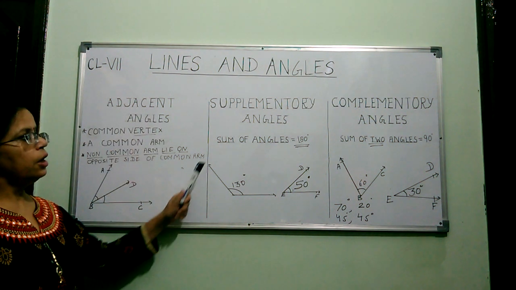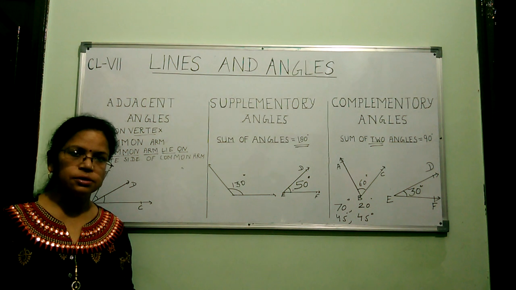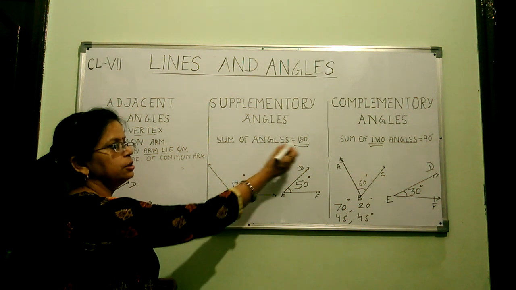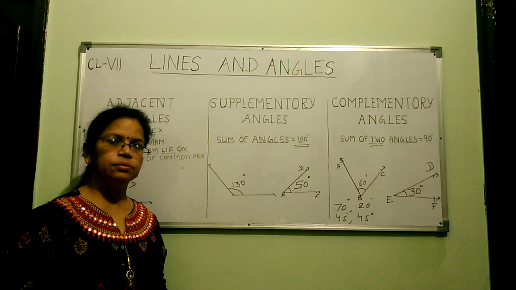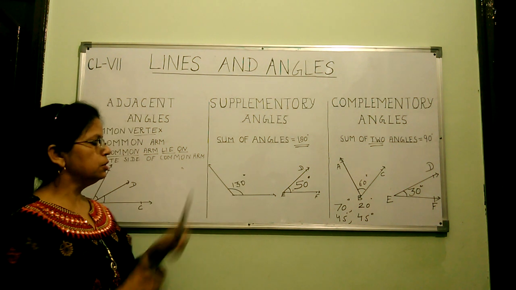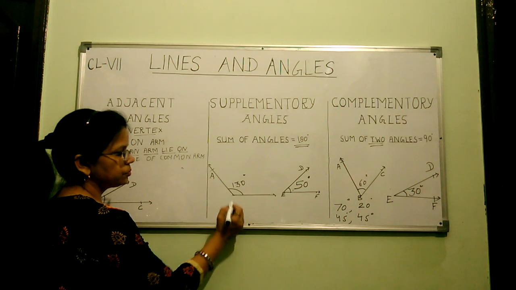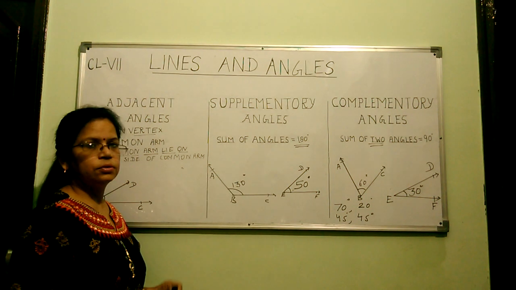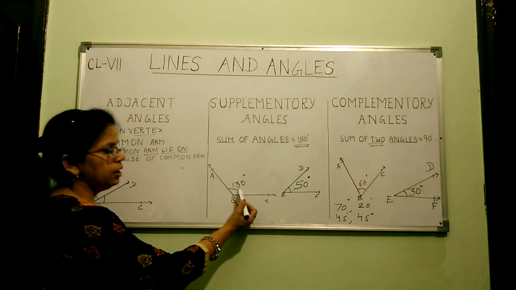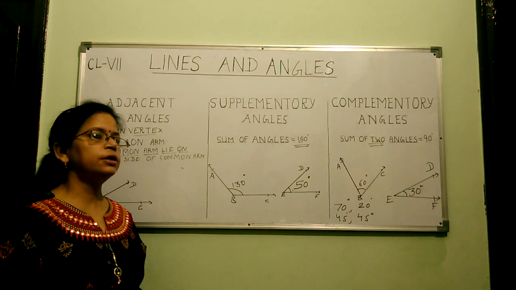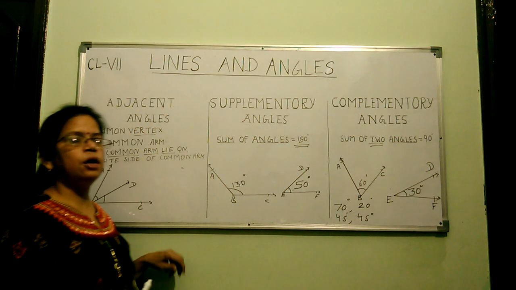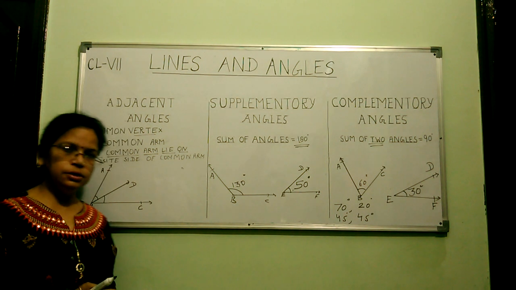Another pair of angle is supplementary angles. Supplementary angles: if sum of measure of two angles is 180 degree, then they are known as supplementary angles. For example, angle ABC 130 degree and angle DEF 50 degree. If you add 130 and 50, you will get 180 degree. So ABC and DEF is an example for supplementary angles.